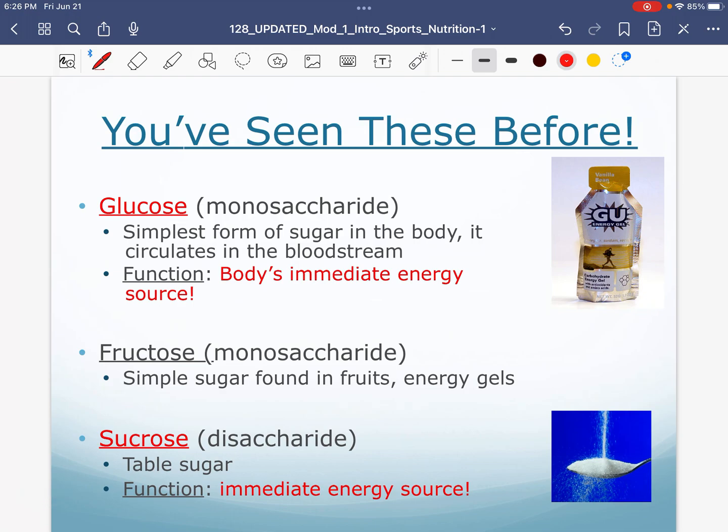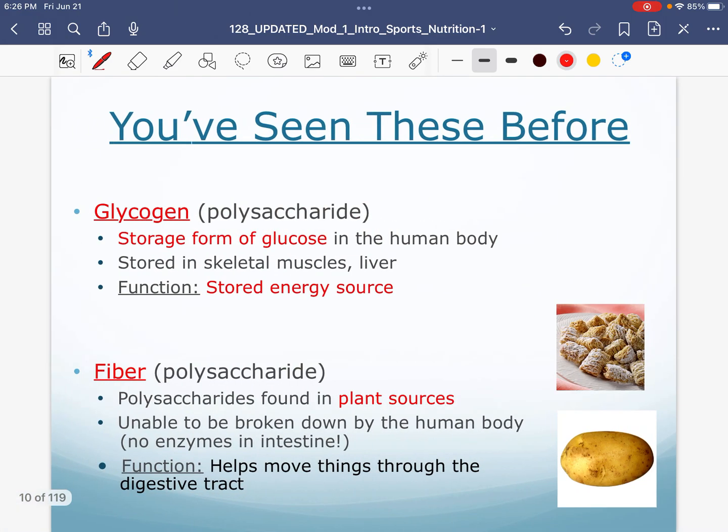You've seen these before, glucose. If you've ever been familiar with a gel packet, that's going to contain the simplest form of sugar we can think of, glucose. Sucrose, I already mentioned, table sugar. Glycogen, stored form of glucose, I already showed you that.